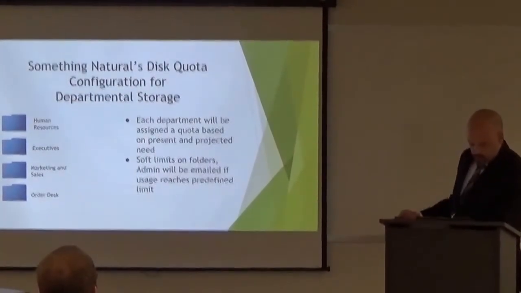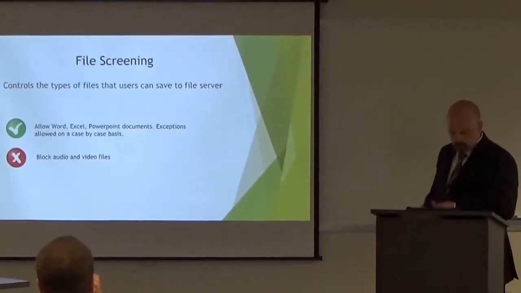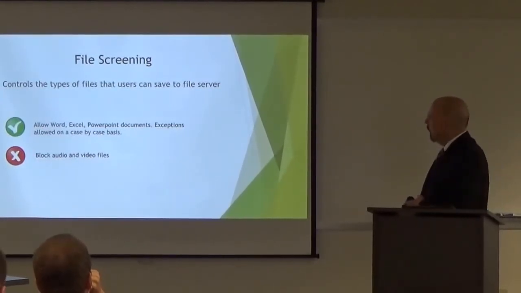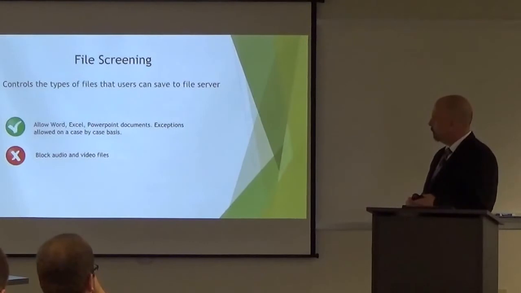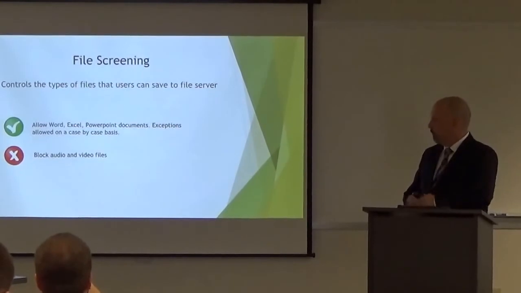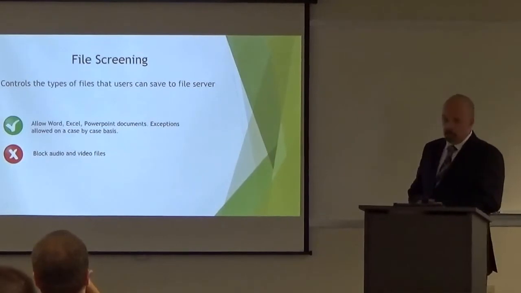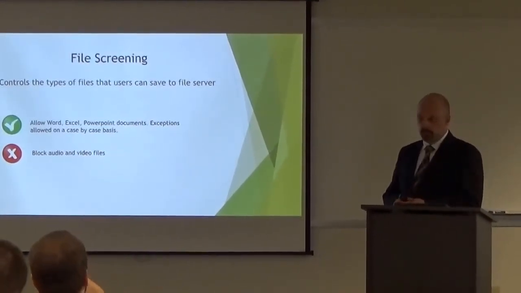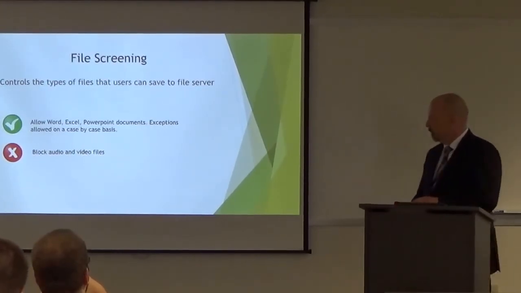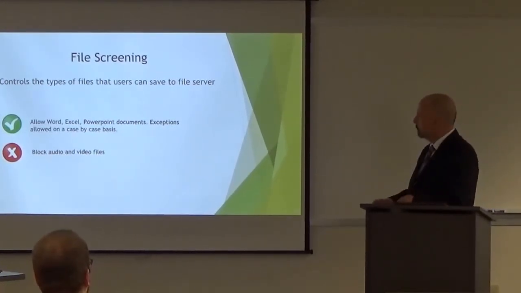Now, the second way we control what is on our file server is by using file screening. And these two are accessed through the file server resource manager. File screening controls the types of files that users can save to the file server. Right now, we decided to allow them to save only Word, Excel, and PowerPoint documents. There can be exceptions allowed on a case-by-case basis, so if our marketing people need to have pictures, they can do that. And we will be explicitly blocking audio and video files, so no MP3s, no movies, or whatever.